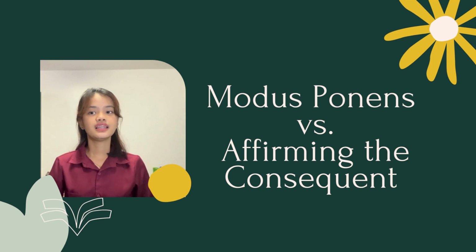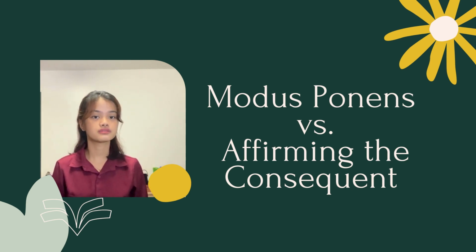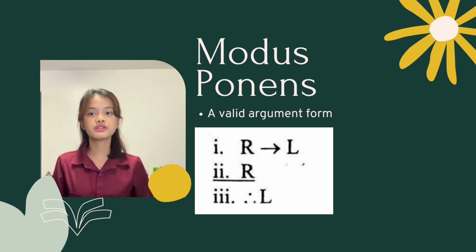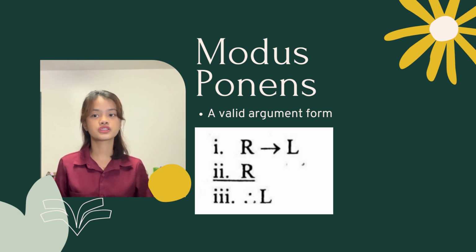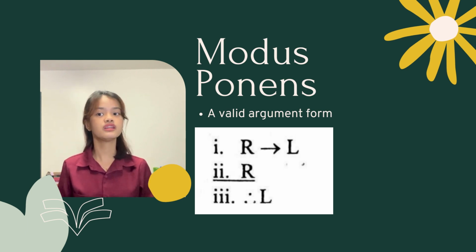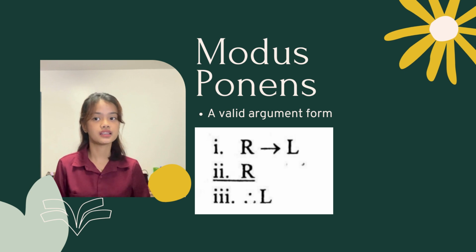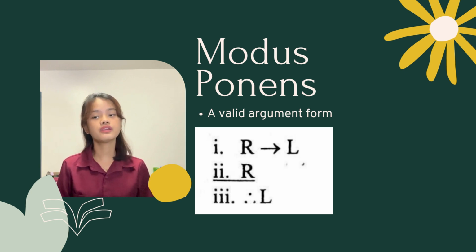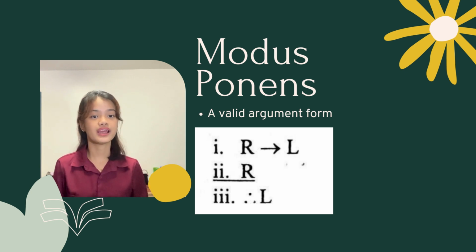To start, let us first differentiate modus ponens from affirming the consequent. Modus ponens is a valid argument form since the truth of the premise guarantees the truth of the conclusion. The argument structure for this is as shown on screen. First, if R, then L. Second, R, and for our conclusion, therefore, L.